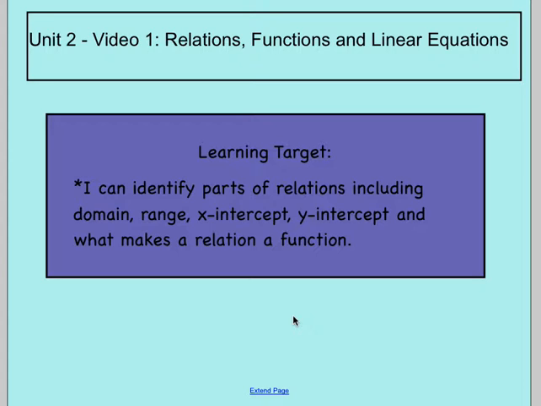Today we're going to go ahead and look at relations, functions, and linear equations. The learning target for today is that you will be able to identify parts of relations, including the domain, the range, the x-intercept, the y-intercept, and what makes a relation a function.